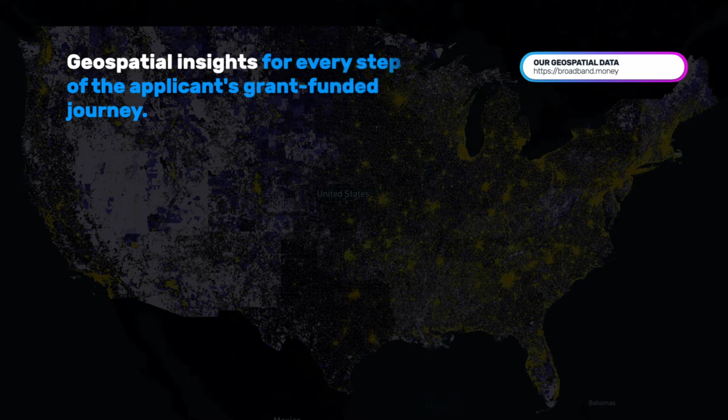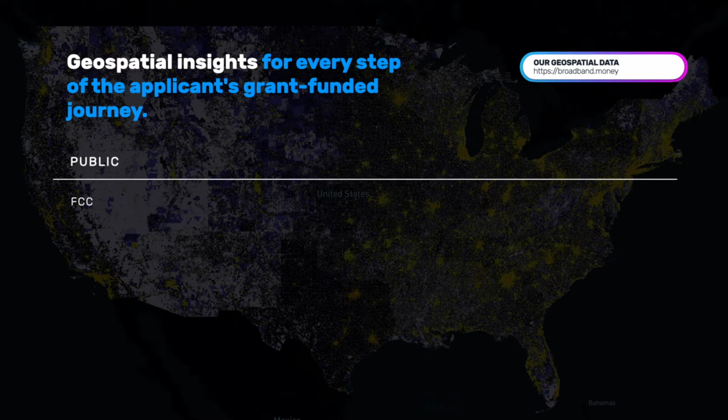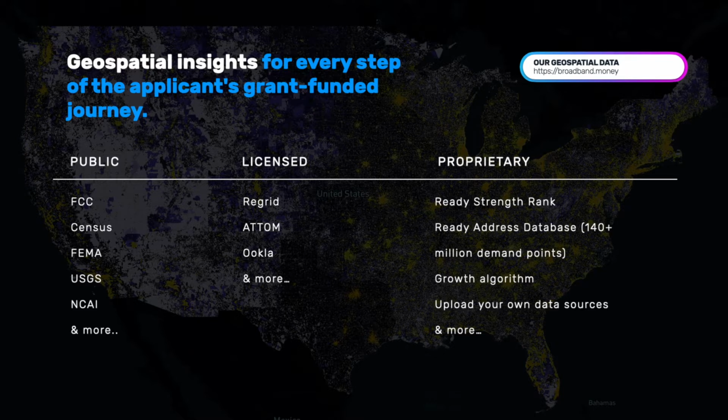Broadband Money's map combines and presents more than 200 public and proprietary data sources from official datasets. These include the American Community Survey data, Homeland Infrastructure Foundation level data, and the National Address Database. You can rely on these data sets and more to present a well-rounded and accurate application.